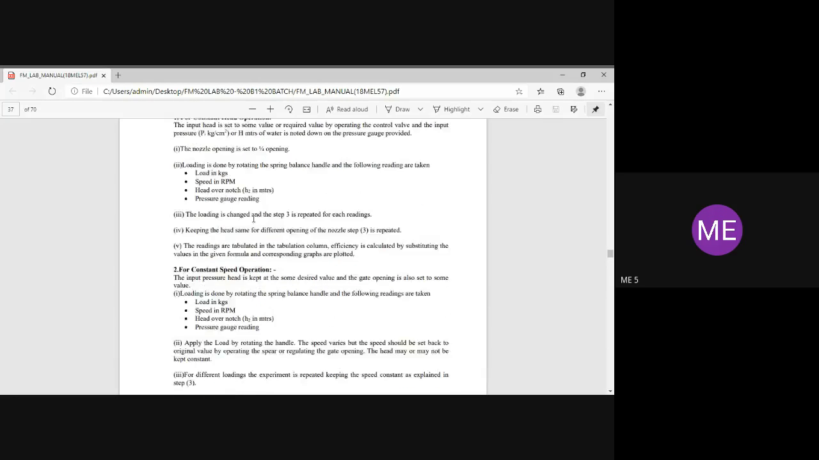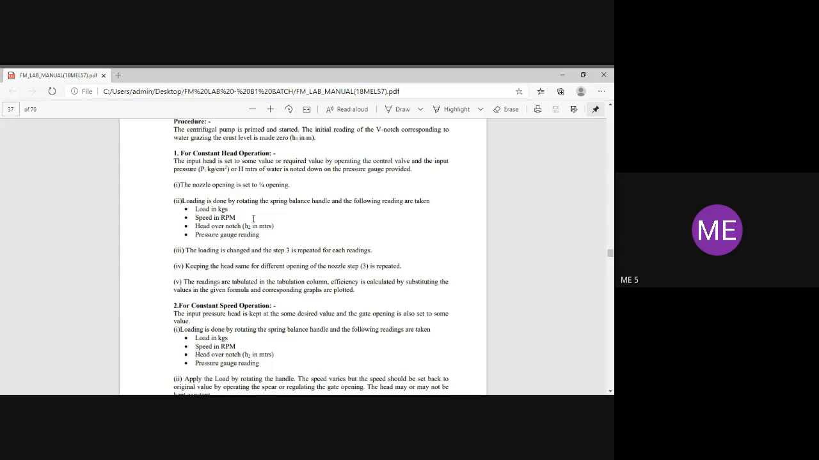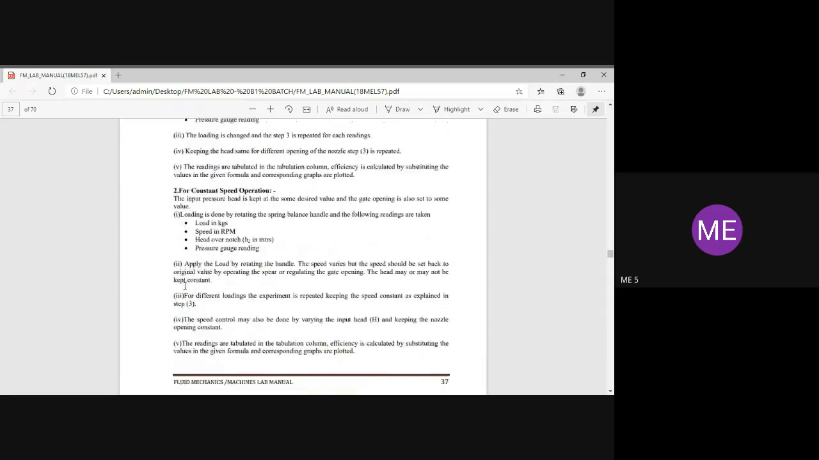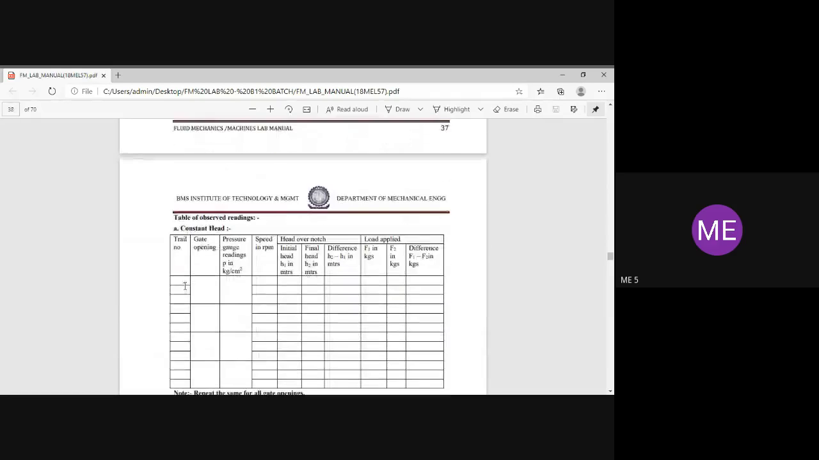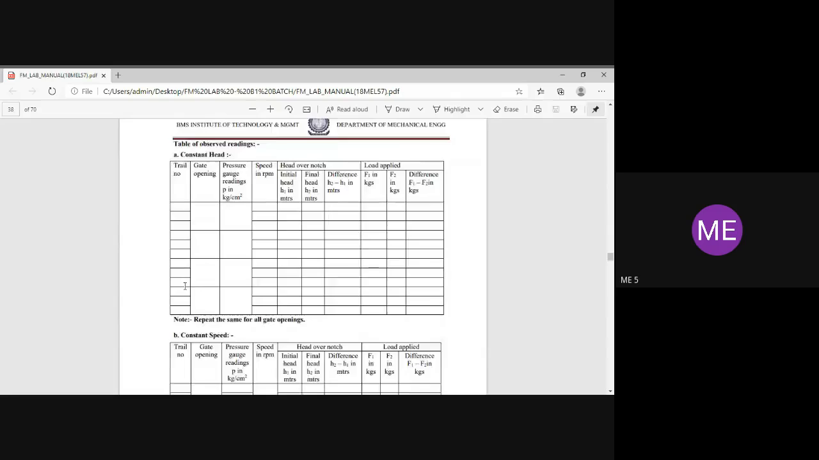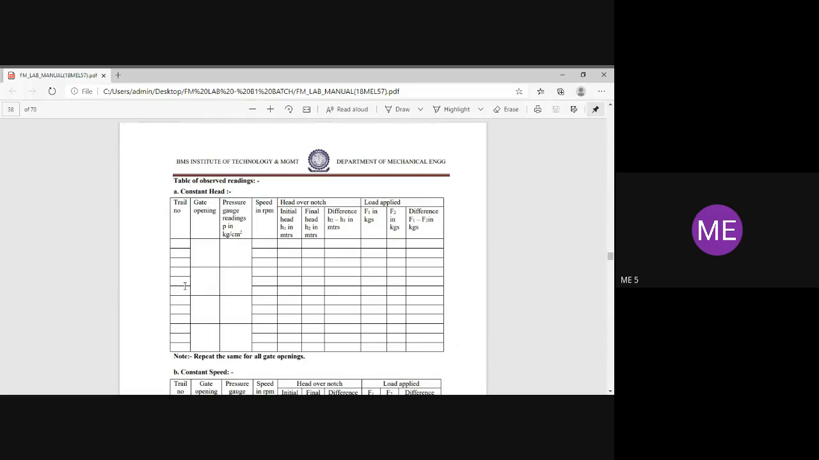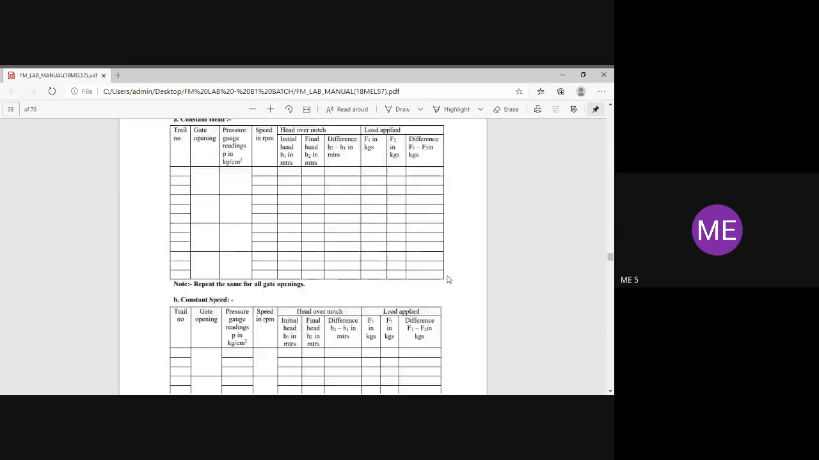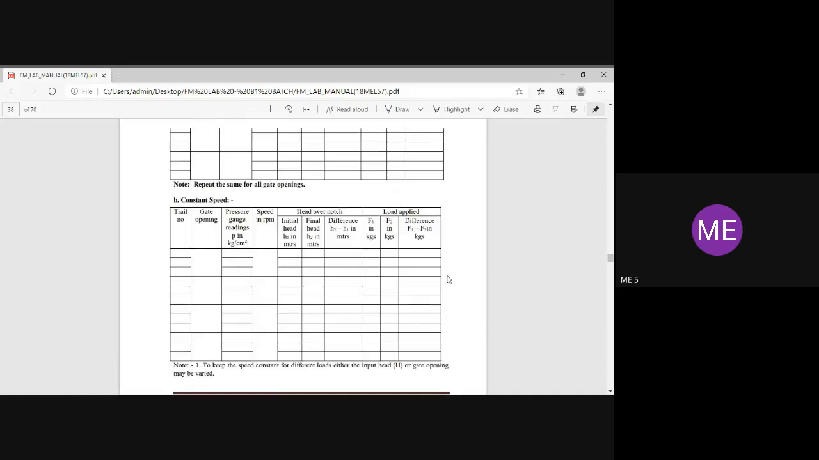The second one is constant speed operation, where the speed is kept constant and the head is changed. In the exam, they may ask either constant head or constant speed, not both. Remember, we have two sets of operation, and they will state clearly: perform the experiment on the Pelton wheel at constant head, or perform the experiment on the Pelton wheel at constant speed.